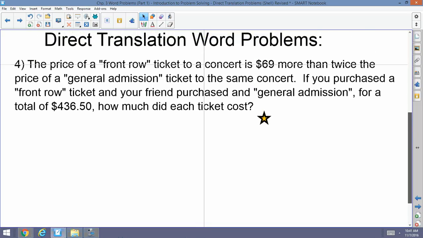Okay, number four, the real word problems now. The price of a front row ticket to a concert is $69 more than twice the price of a general admissions ticket to the same concert. If you purchase a front row ticket and your friend purchased a general admission for a total of $436.50, how much did each ticket cost?